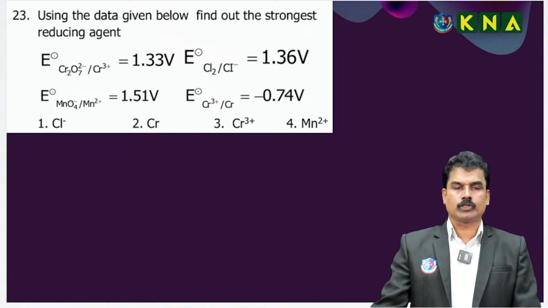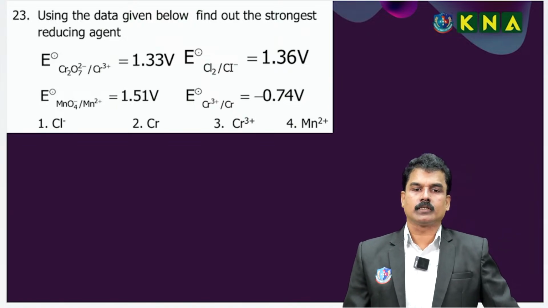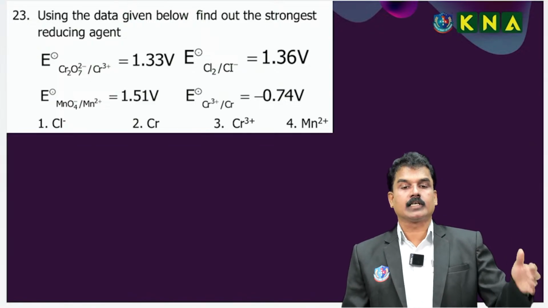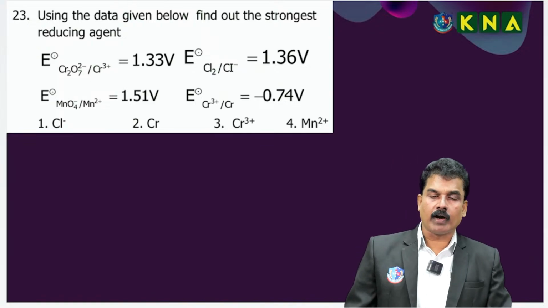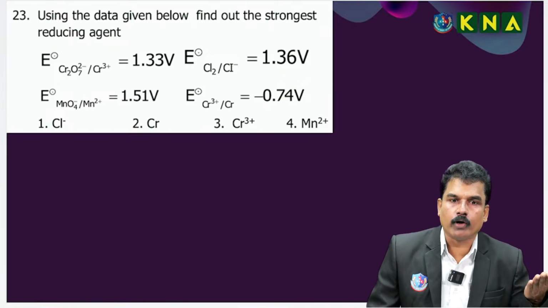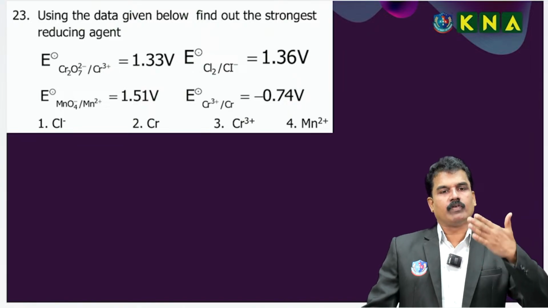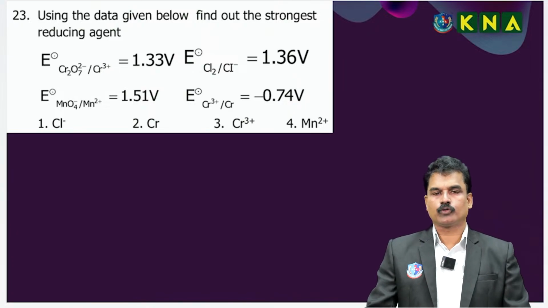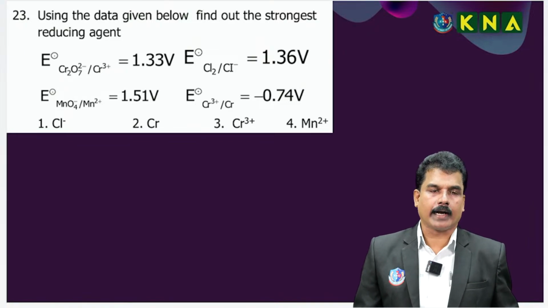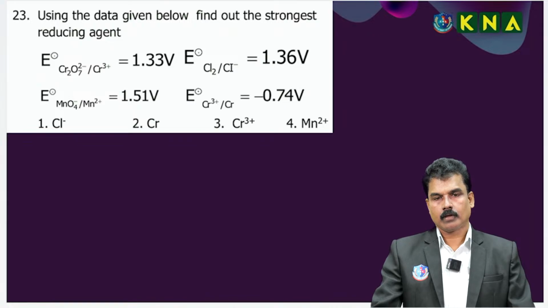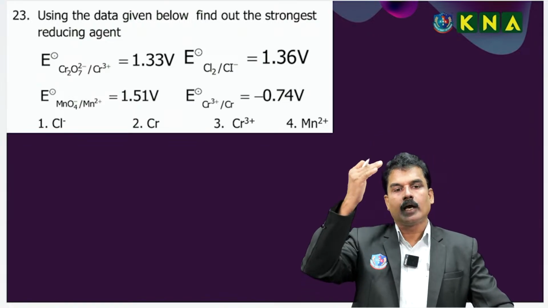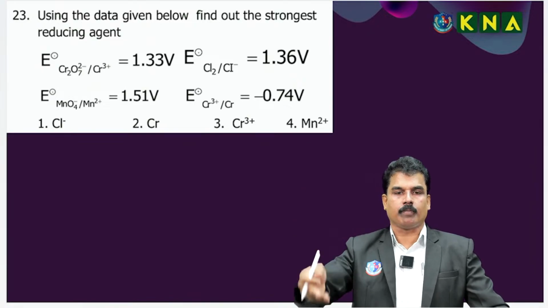Moving down, negative intensity decreases, reducing power decreases, and oxidizing power increases. Here some E0 values are given. The first one, plus 1.33, has less reducing power because it is positive; it has oxidizing power. Second one, 1.36. Third one, 1.51. Fourth one is the only negative. Among these, which is the more negative value? Fourth one, so that has more reducing power. Which metal? Chromium. So the correct option is the second option. More negative, more reducing. Negative intensity decreases, reducing power decreases, oxidizing power increases.